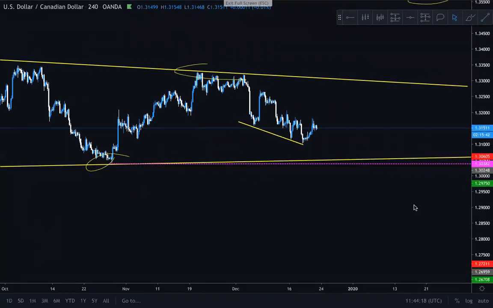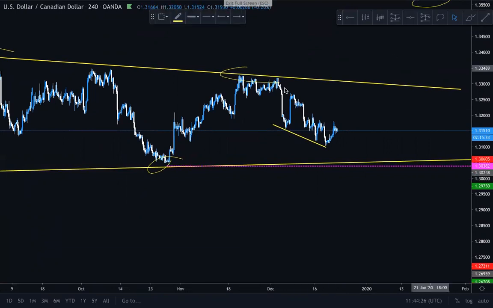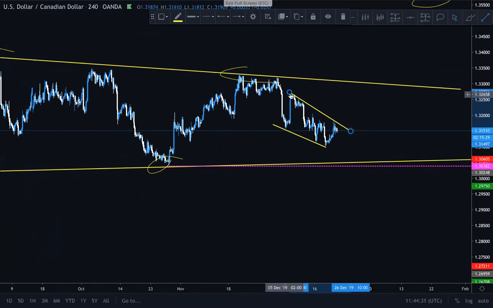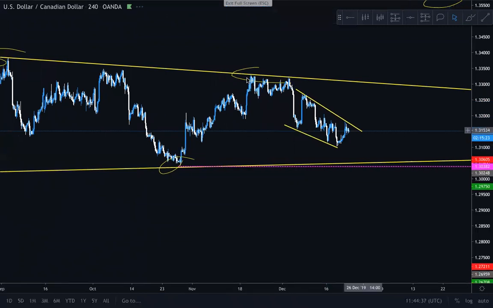So going down now to the 4 hour and looking at what we have on the 4 hour, we can see more of this type of pattern, this descending type pattern, right inside this descending pattern.